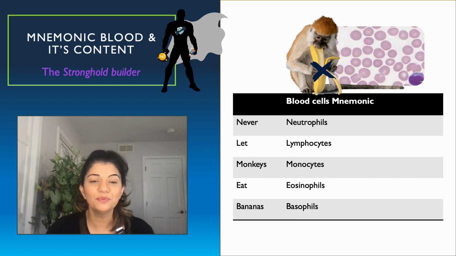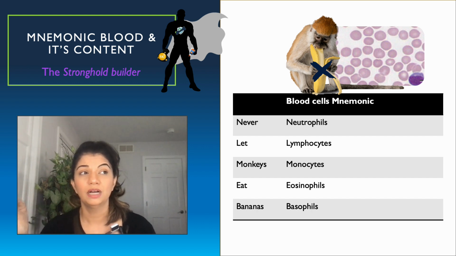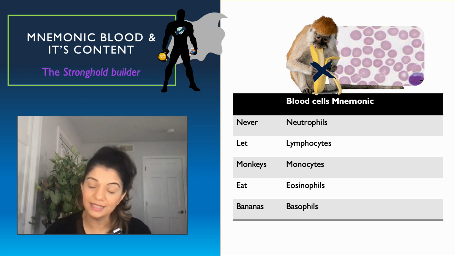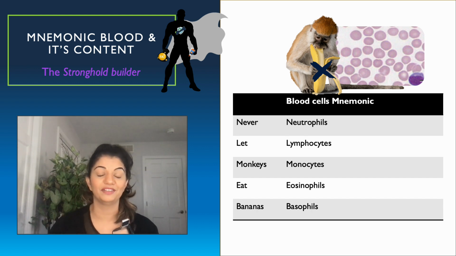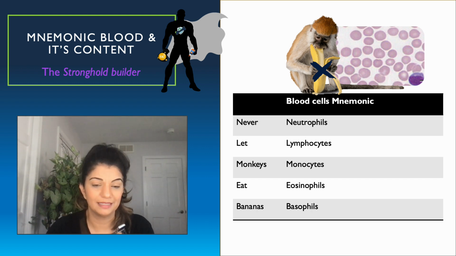All right, I did want to add a mnemonic here for blood because it is a form of connective tissue, and it's important that you know the contents. So the mnemonic is never let monkeys eat bananas, and basically never is for neutrophils, let is for lymphocytes, monkeys is for monocytes, eat is eosinophils, and bananas is basophils. These are going to be the cells that are in the blood.